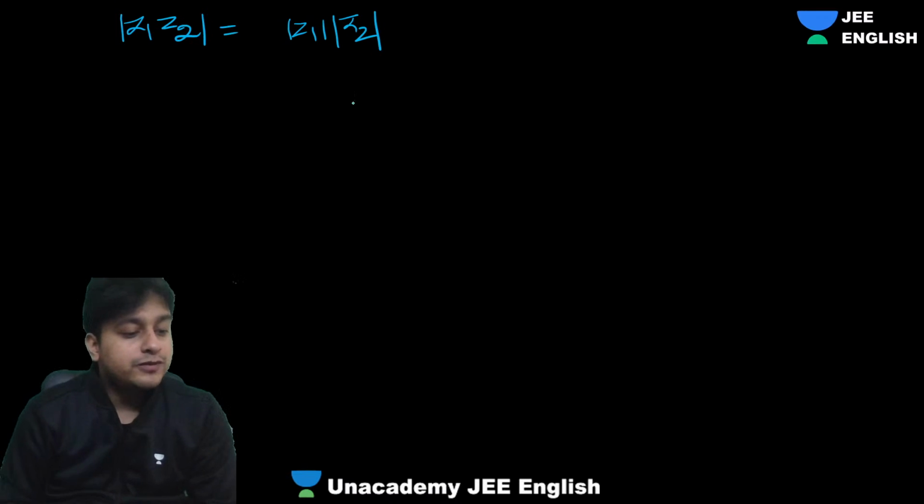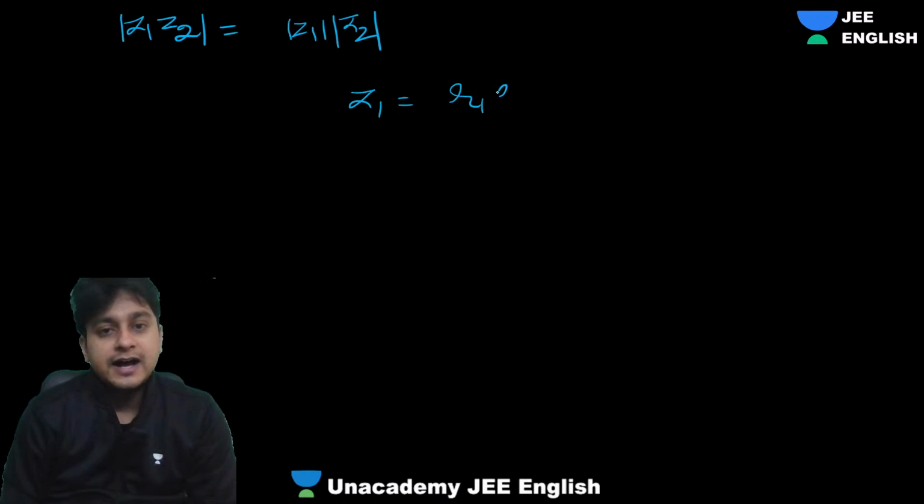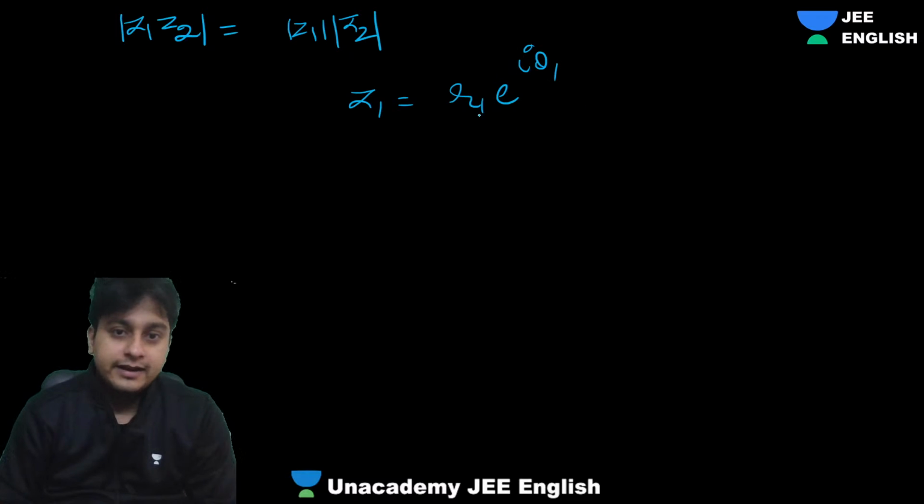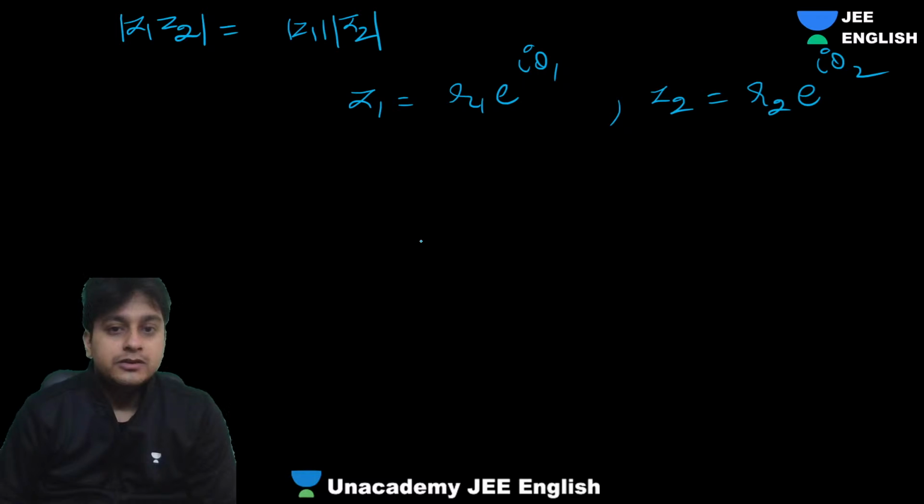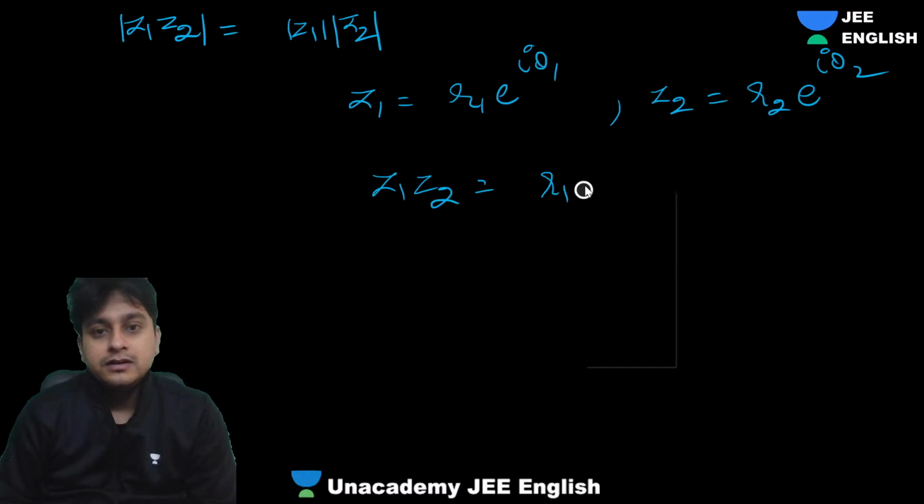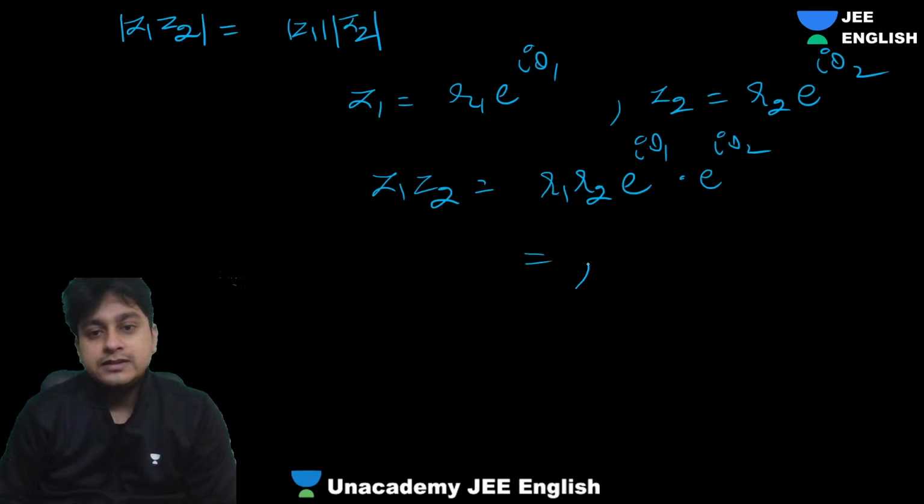Okay, so I'm going to prove this for you guys. Let's suppose z1 is equal to r1 e^(iθ1), so it has some modulus and some argument, and z2 I am taking as r2 e^(iθ2). So guys, what about z1 into z2? If you look at z1 into z2, you will get r1 r2 e^(iθ1) into e^(iθ2), right? So you can say very well here that it is r1 r2 e^(i(θ1 + θ2)).